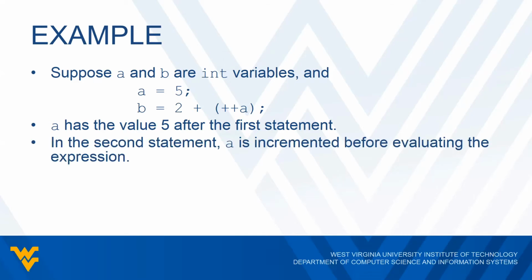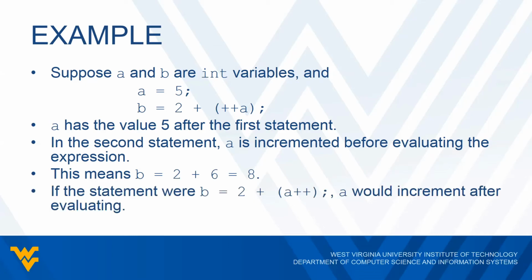Because the two plus signs are in front of the a, that means that we're incrementing a before evaluating the expression. So what that means is a was originally 5, but now it's incremented to 6. So we take 2 plus 6, which is 8, and we store that in b. So b becomes 8.